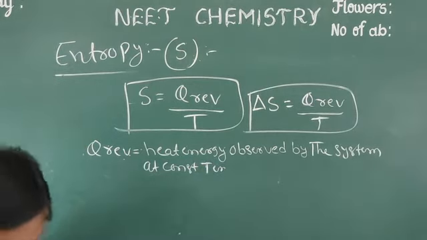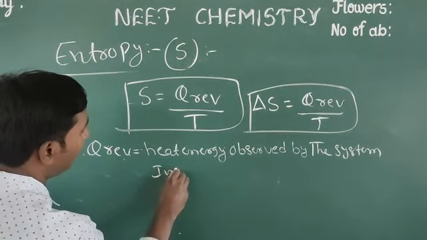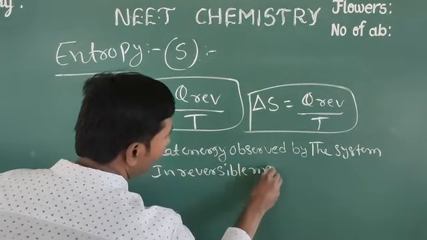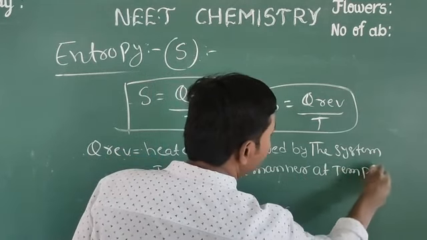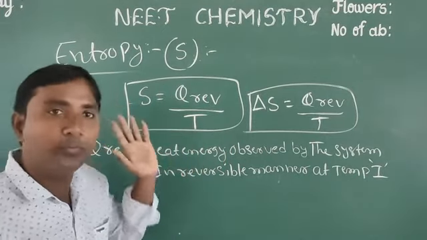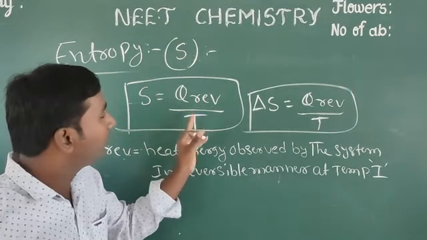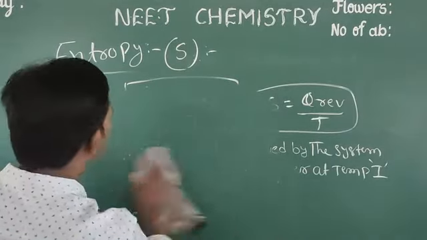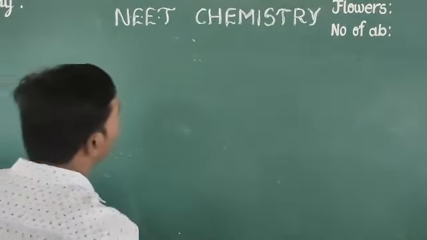Heat absorbed by the system in a reversible manner at a particular temperature T. T means temperature, as you already know. So entropy equals Q reversible by T. Next, now we have to discuss the formulas one by one.